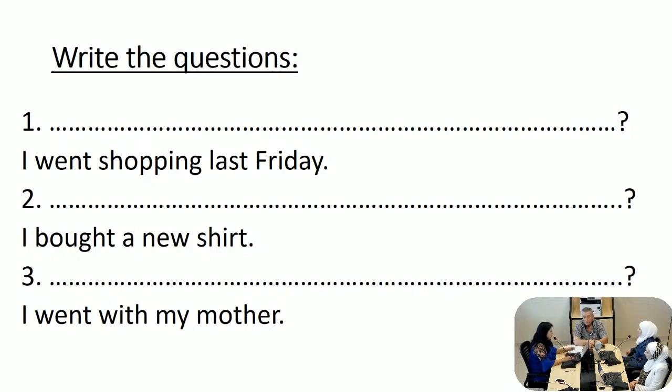I went shopping last Friday. So here we have went. We don't have an auxiliary verb, so we have to use did. And I is changed into you. So: did you go shopping last Friday? Now the answer is last Friday. We omit it and use when. When did you go shopping?